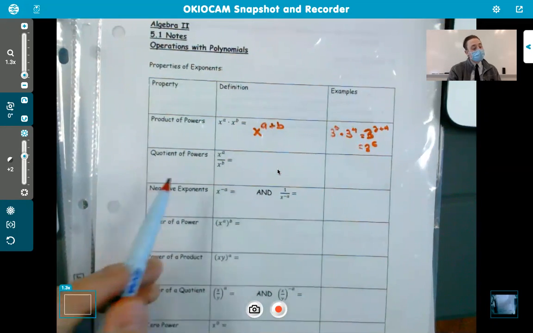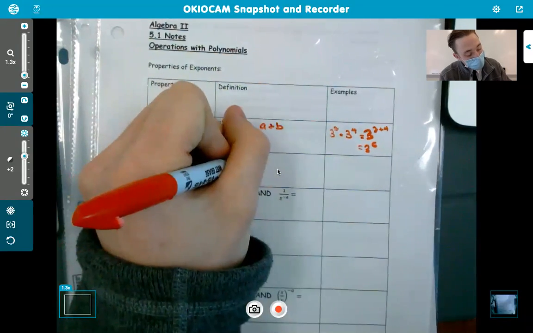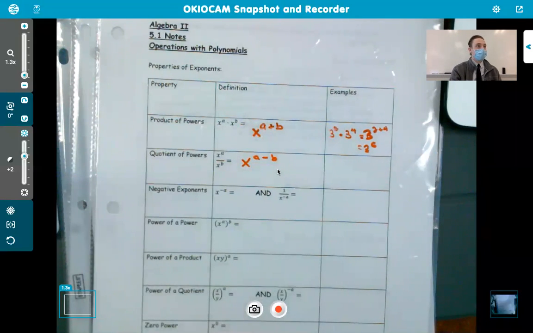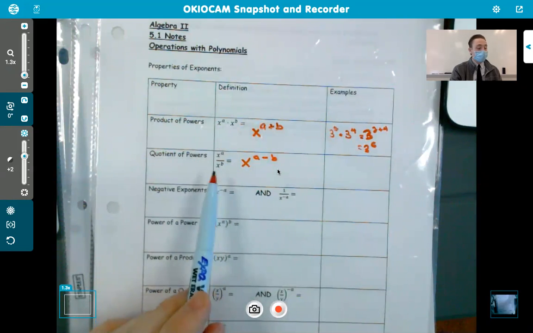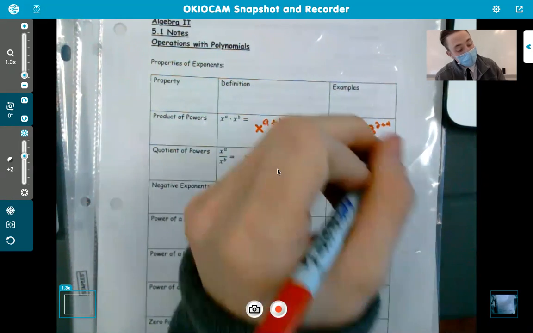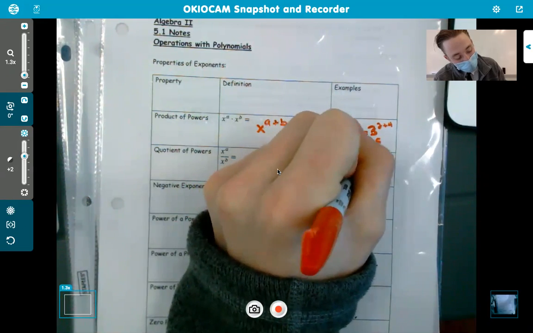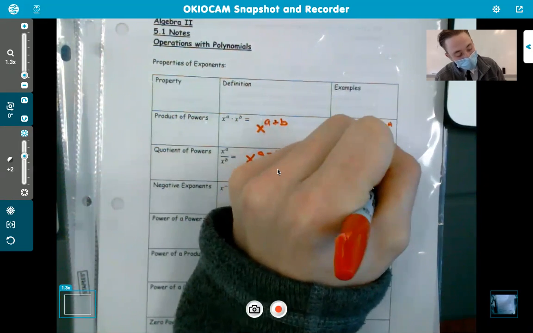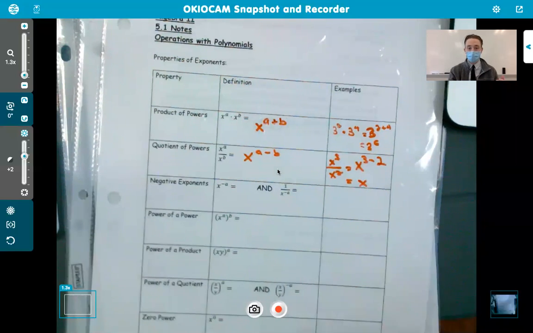When we are dividing, we do the opposite. When we're multiplying, we add. When we're dividing, we can think of this as x to the a minus b. So we have x raised to a power divided by x raised to a different power. We're going to subtract those powers from each other. So say it's x cubed over x squared. We could think of this as x to the 3 minus 2, or just x to the first power, right? Because 3 minus 2 gives me 1, so that just becomes x.